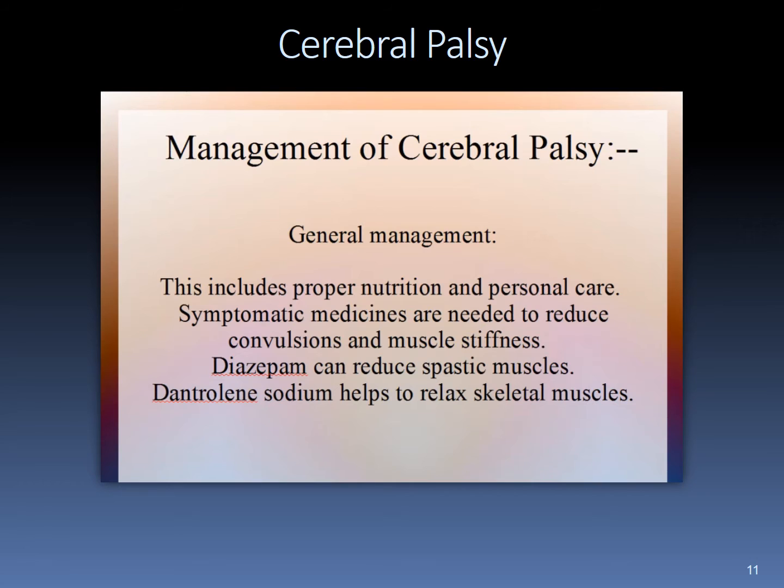Management of cerebral palsy. General management. This includes proper nutrition and personal care. Symptomatic medicines are needed to reduce convulsions and muscle stiffness. Diazepam can be used to reduce spastic muscles, and dantrolene sodium helps to relax skeletal muscles.